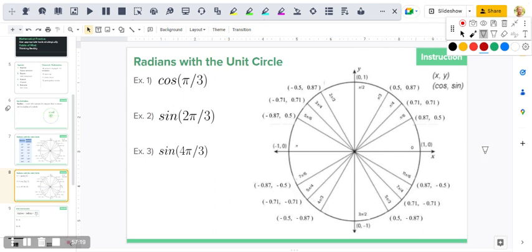So example 1, we have the cosine of pi over 3. Just like we've done before, we take our angle, we go to it on our unit circle, and the cosine is that first value, so we're going to pull that first value there of 0.5.